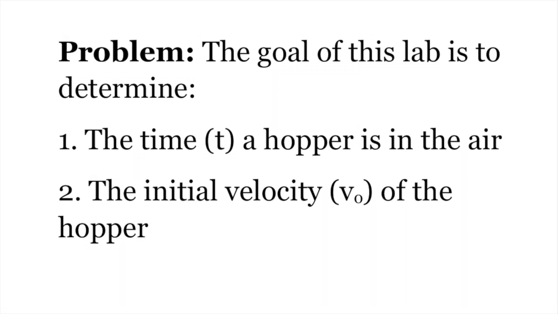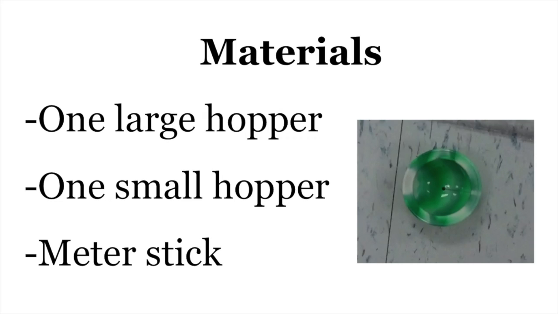Problem. The goal of this lab is to determine 1. The time t a hopper is in the air, and 2. The initial velocity of the hopper. The materials necessary for this experiment are 1 large hopper, 1 small hopper, and 1 meter stick.